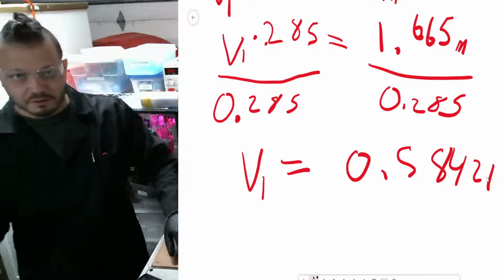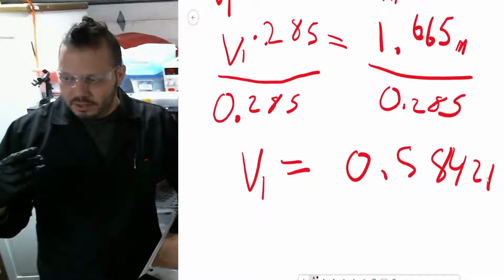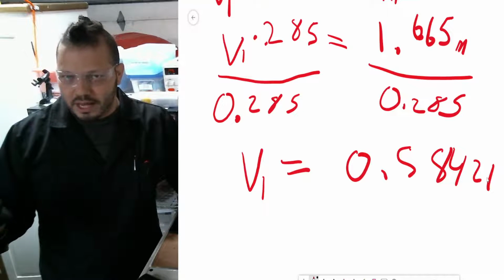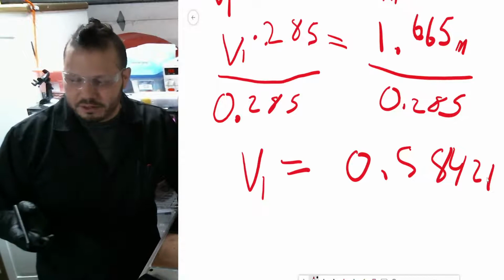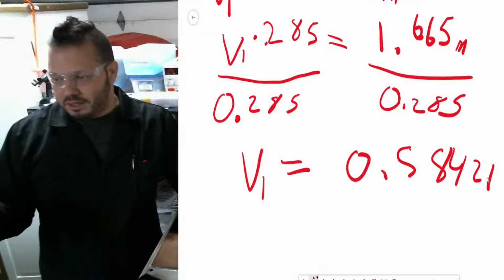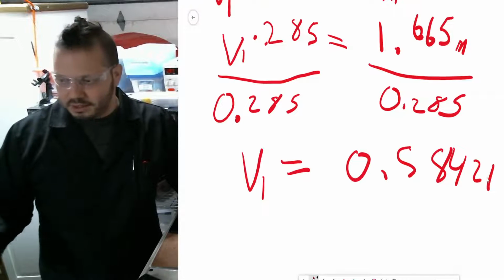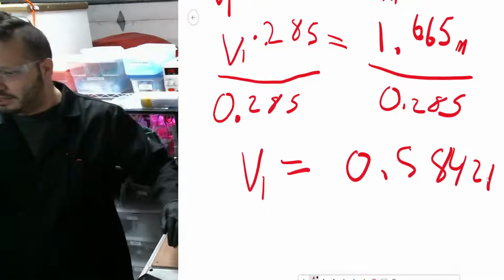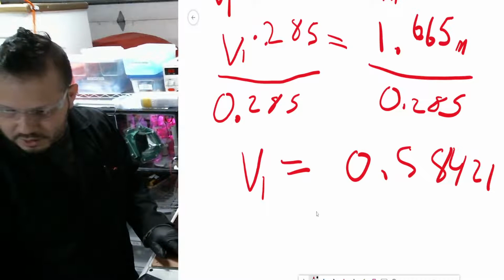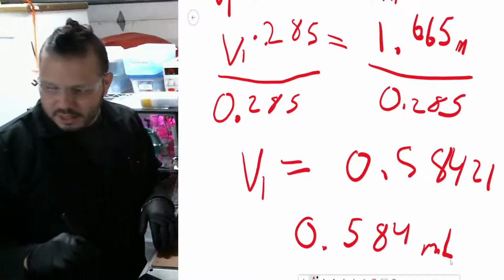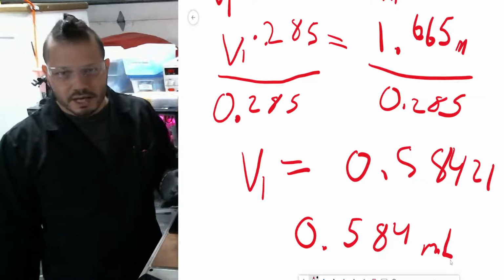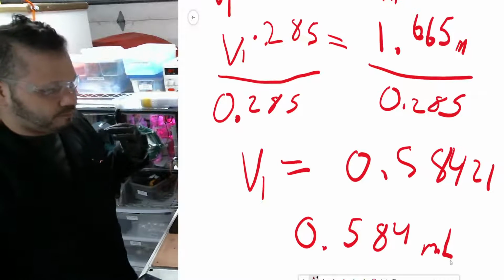Now this is where significant figures matter. The smallest number of significant figures is in the 0.285, so it's 3 significant figures. So we're going to round to 3 significant figures, which is 0.584, because the digit after is lower than 5, so we keep it at 584. So the result is 0.584 milliliters, and that comes out to 584 microliters.